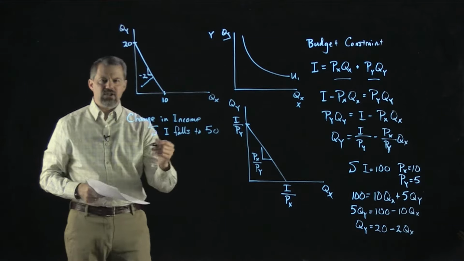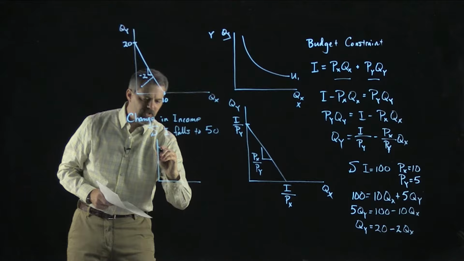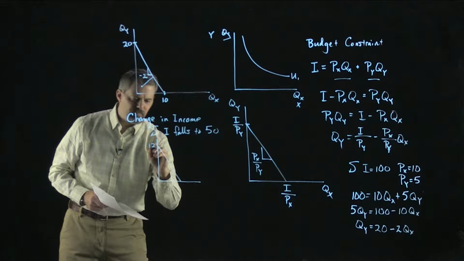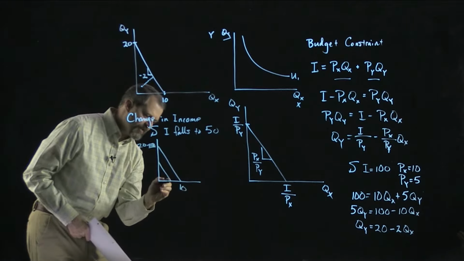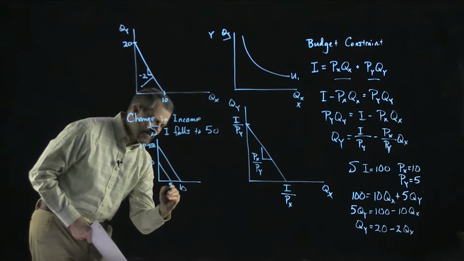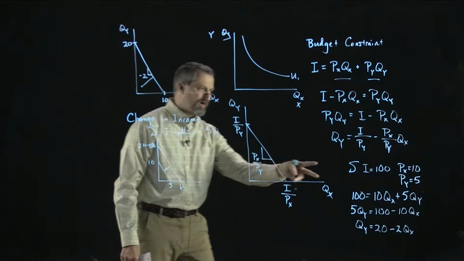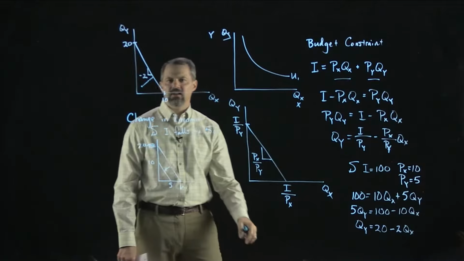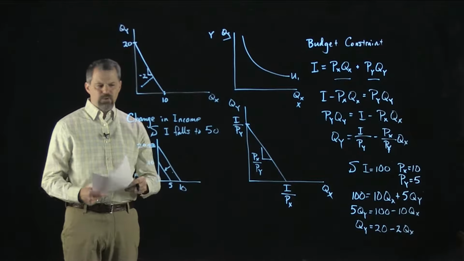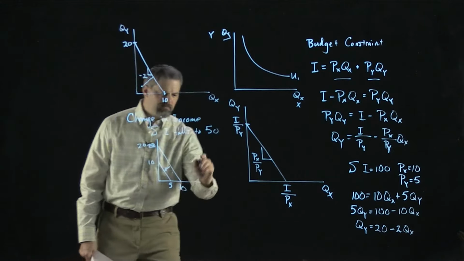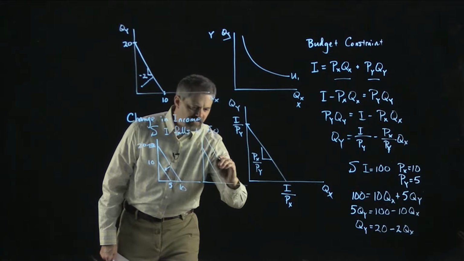So the budget constraint moves parallel to itself. It's going to move from this one where it's 20 and 10, down to this one where it's 10 and 5. The slope will not change because we didn't change either of the prices. Price of good X is still 10 and the price of good Y is still 5, so the slope is still 2. If we were to increase income, then the budget constraint would shift out in this direction.